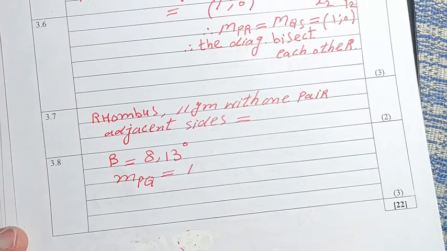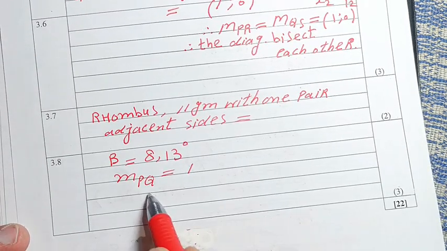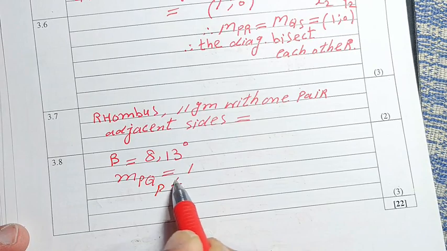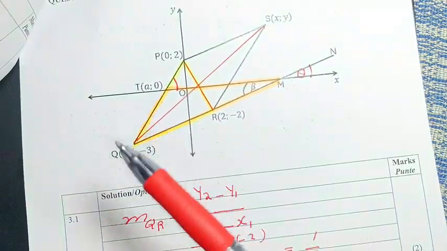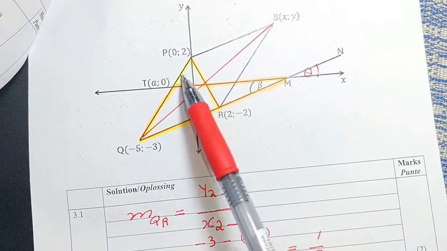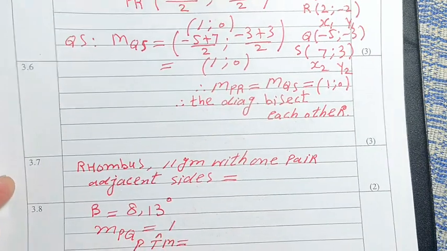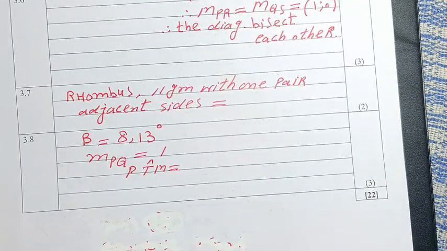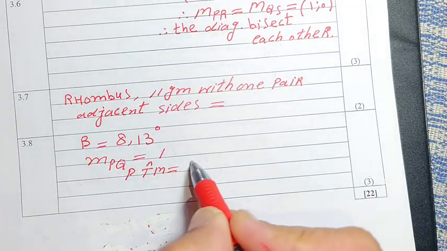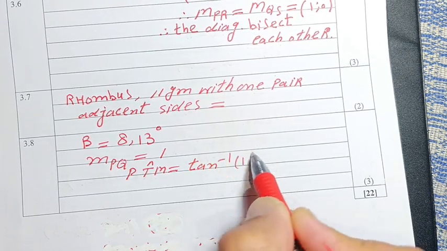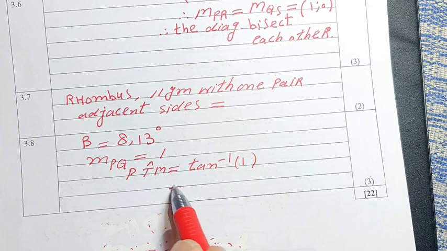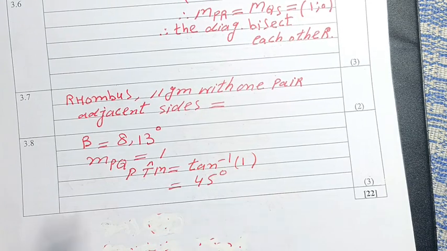So now I'm going to find the angle of inclination. I need to find the angle PTM. Just remember this angle I need to find: PTM. I'm going to say tan inverse of 1, the angle of inclination, and that's going to be 45 degrees. I use my calculator.